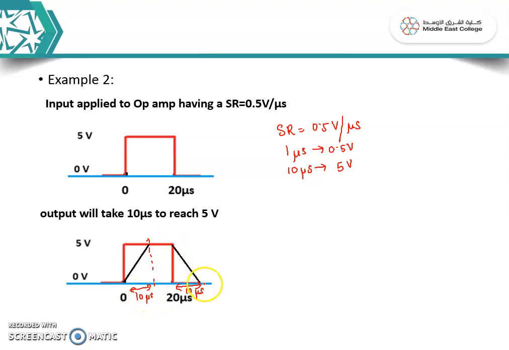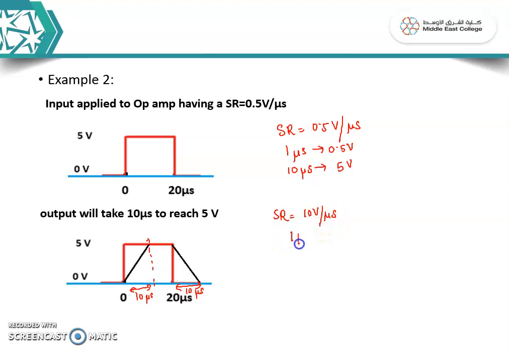Similarly, from 5 volt to 0 volt, because of the slew rate, it will take at least 10 microseconds. Now let me give you another example. Suppose the slew rate of this op-amp was 10 volt per microsecond. So you're going to use an operational amplifier which has a higher slew rate.